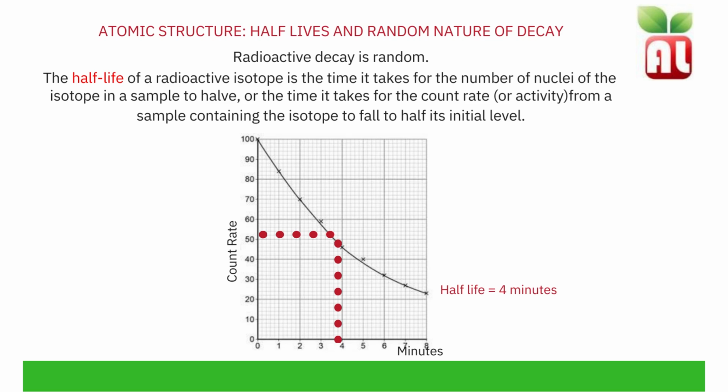Half-lives and random nature of decay. Radioactive decay is random. It can often be represented by the rolling of a dice. The half-life of a radioactive isotope is the time it takes for the number of nuclei of the isotope in a sample to halve, or the time it takes for the count rate or activity from a sample containing the isotopes to fall to half of its initial level.